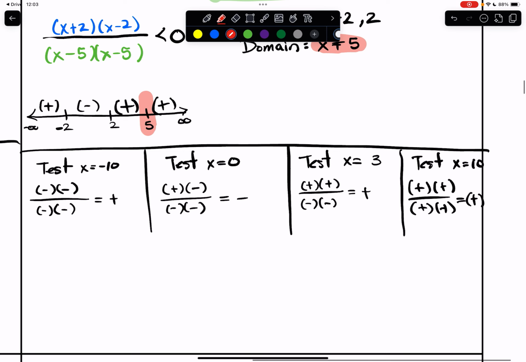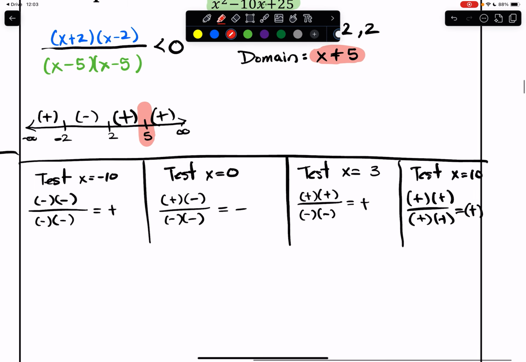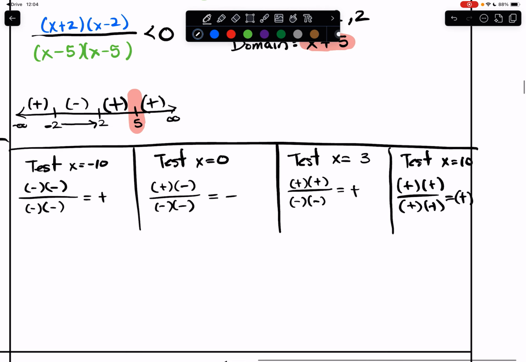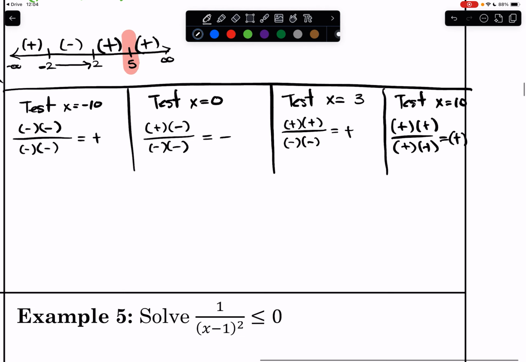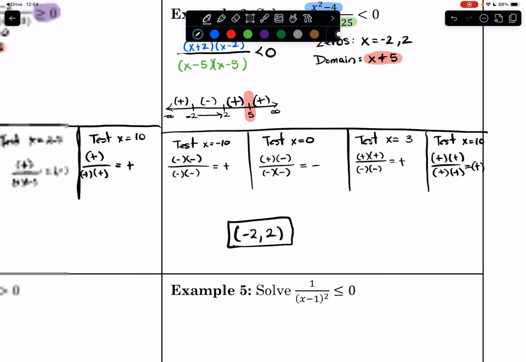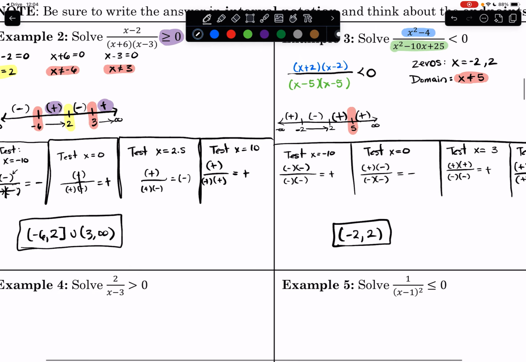So here for this example, when is our function less than 0? Well, that's going to be in the negative interval. So from -2 to +2. And since we're not equaling, again, those zeros, we're going to use the open interval, -2 to +2. So there's your solution.